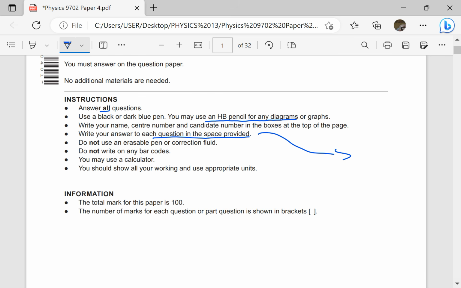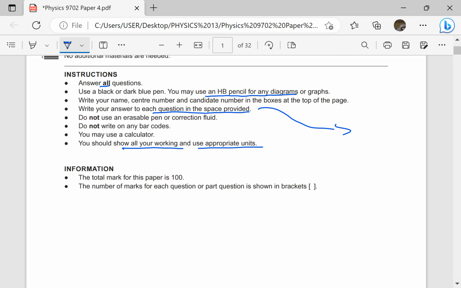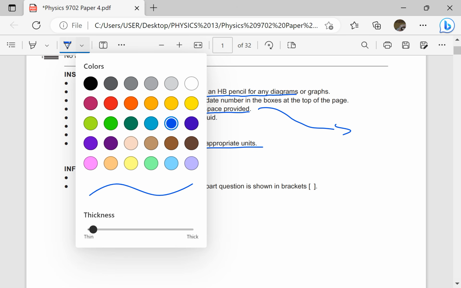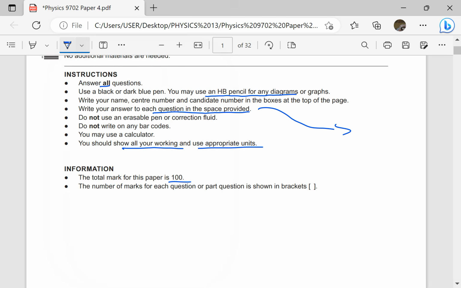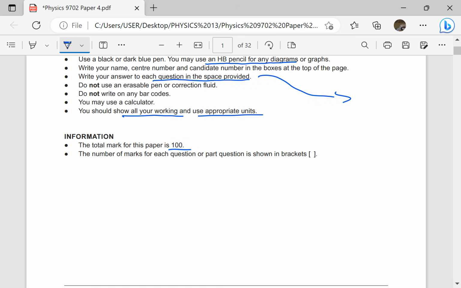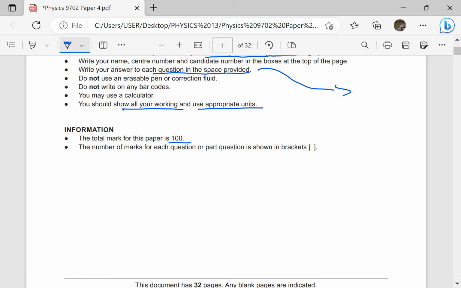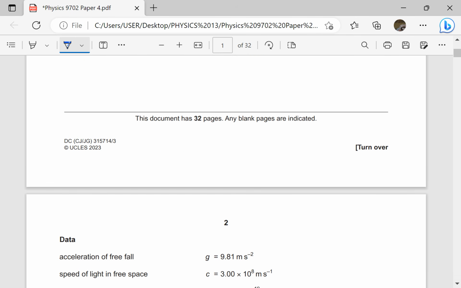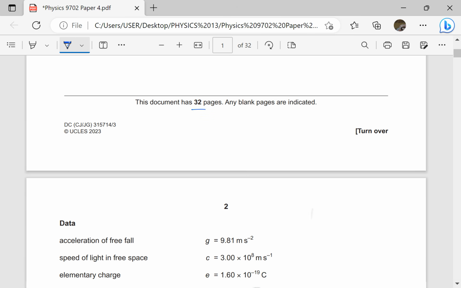Do not write on any barcodes. You may use a calculator. You should show all your working and use appropriate units. That is very important. The total mark for this paper is 100. The number of marks for each question or part question is shown in the brackets. The paper has 32 pages. Any blank pages are indicated.